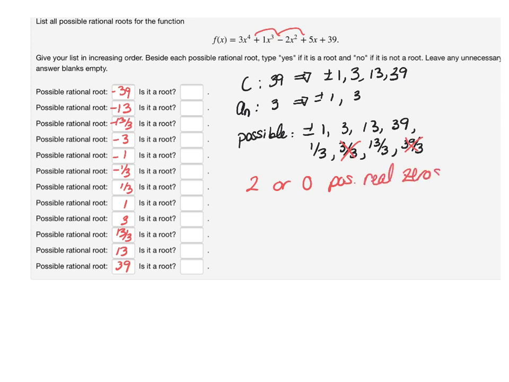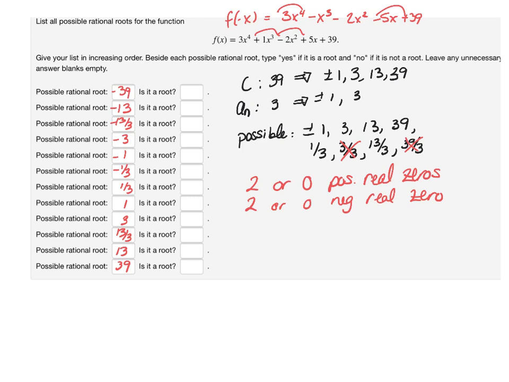or zeros, by Descartes. So I'm going to put in a negative x in there, so f of negative x. I get 3x to the 4th minus x to the 3rd minus 2x squared minus 5x plus 39. So I have one change here, and I have one change here. So I have 2 or 0 negative real roots, or zeros. So I'm not guaranteed any. I'm going to start with the easiest one. I'm going to start with 1.